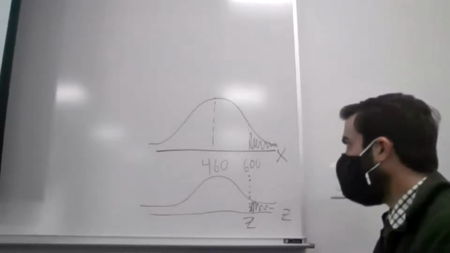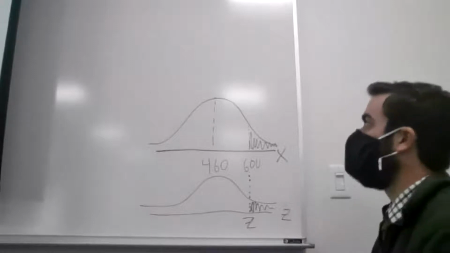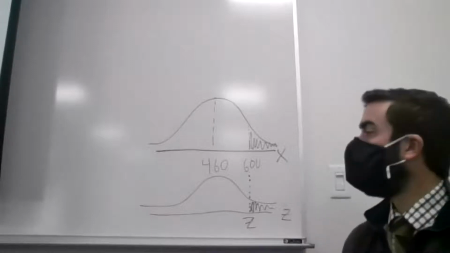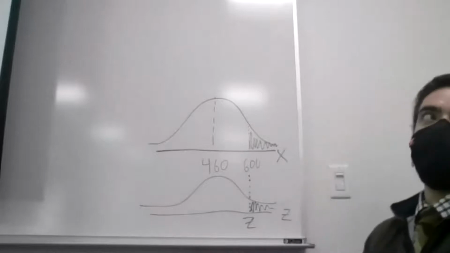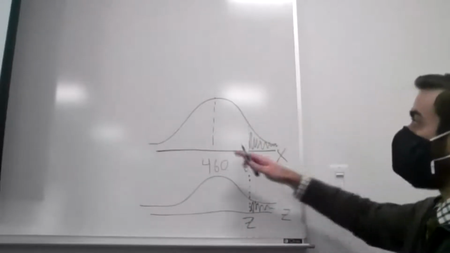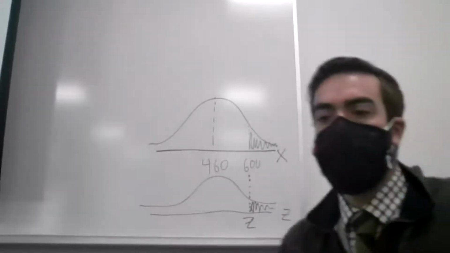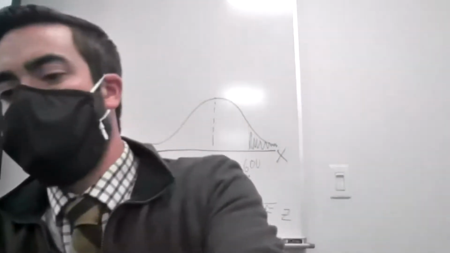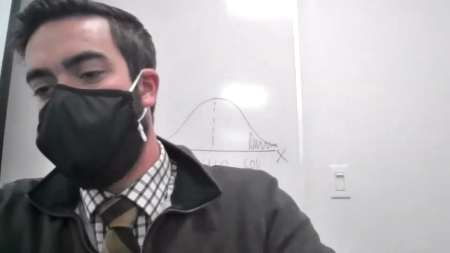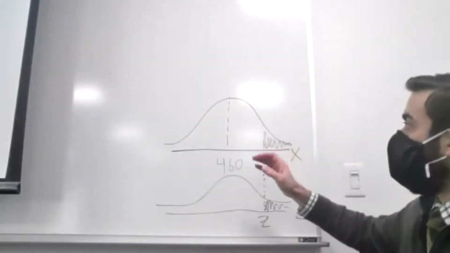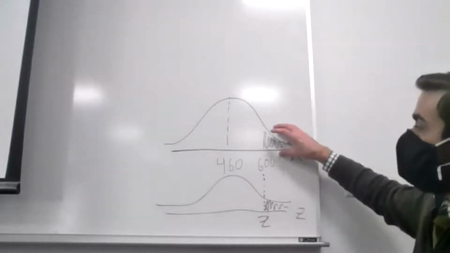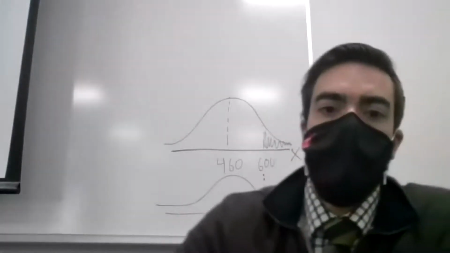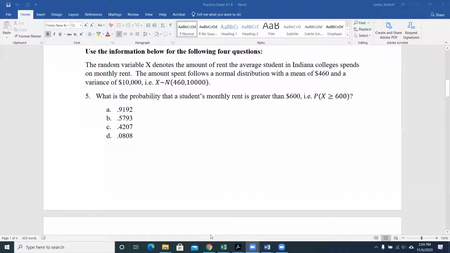First of all, right away, I know this probability has to be less than what value? The area to the right of the mean, 50%. Yes, it has to be less than 0.5, because the area to the right of the mean is 0.5. So we know that this area has to be something less than that. Okay. So we go to our formula sheet.